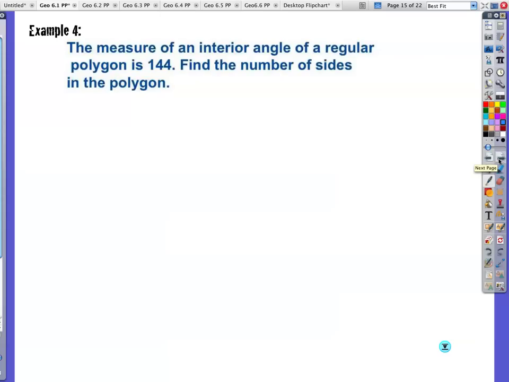Example 4. Oh, much better. Same kind of problem, because you need to see another one of those, right? The measure of an interior angle of a regular polygon is 144. Find the number of sides of the polygon. So I've got a regular polygon.